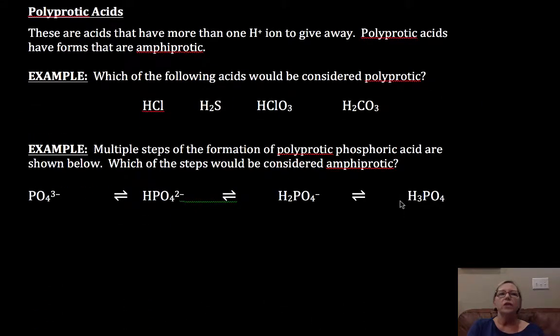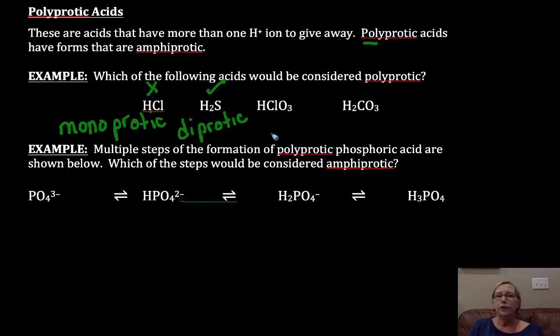Okay? Now, there's also polyprotic. You could talk about diprotic, triprotic. Poly means many protons. So HCl is a monoprotic acid. H2S is diprotic. So yes, it would be considered polyprotic, poly meaning more than one. HClO3, chloric acid, is monoprotic. So it is not considered to be polyprotic.